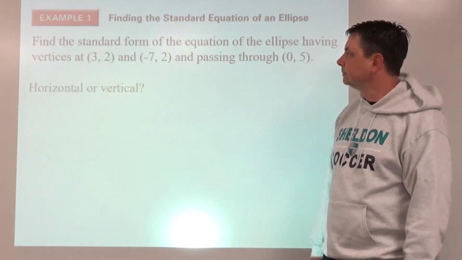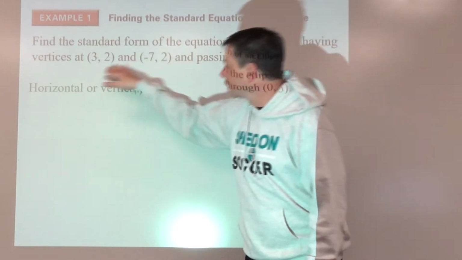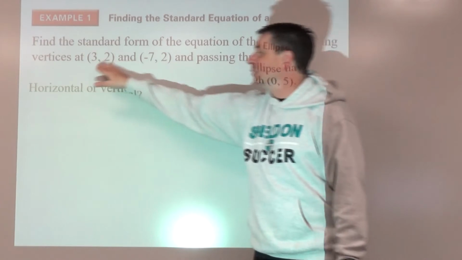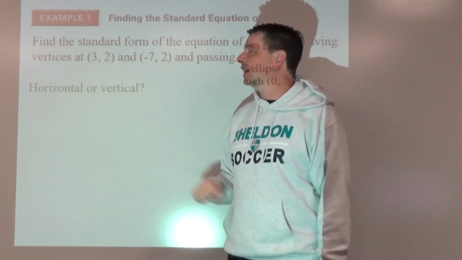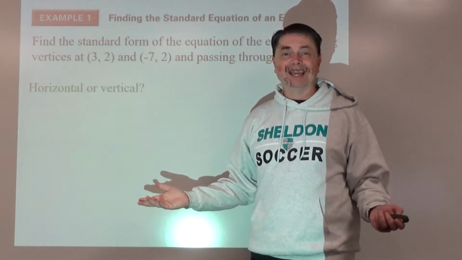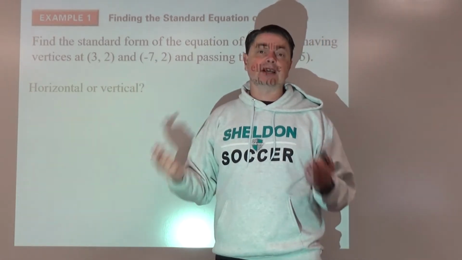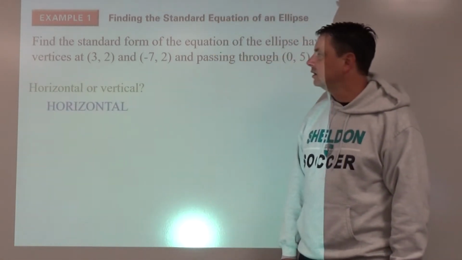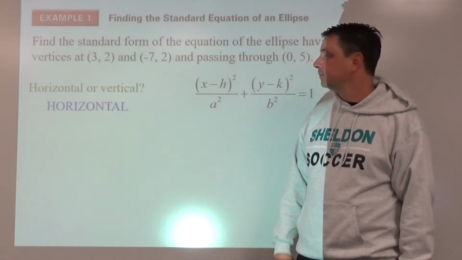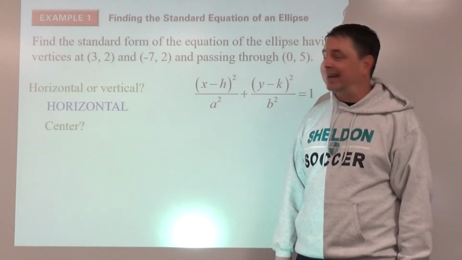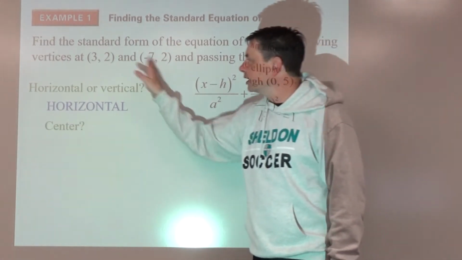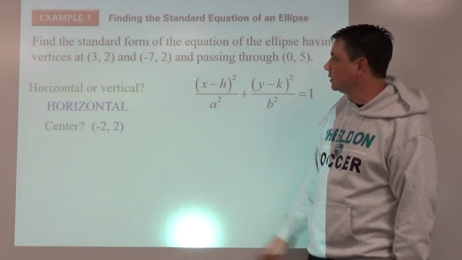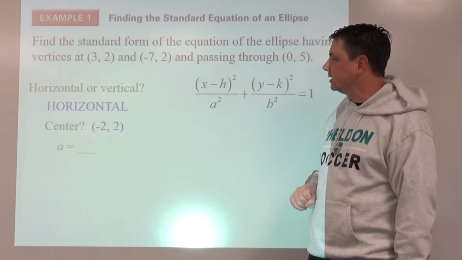Another example 1. Standard form. We've got vertices this time, and we've got a point that we're passing through. So again, maybe we plot these points, (3, 2) and (-7, 2). How would they connect? As these are vertices, they would connect with a major axis, and that major axis is horizontal. So that tells us in our equation, a squared is going to have to go under the x. What's our center? Again, halfway between these 2 points is going to be the point (-2, 2). So h is -2, k is 2.